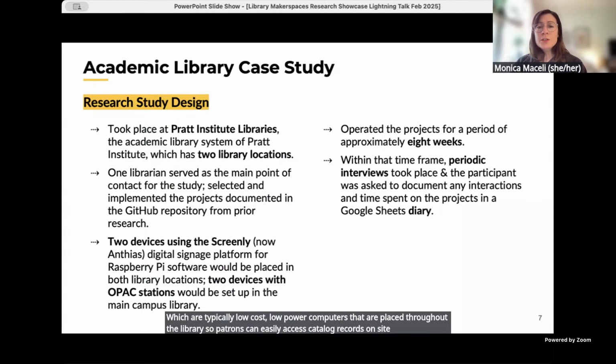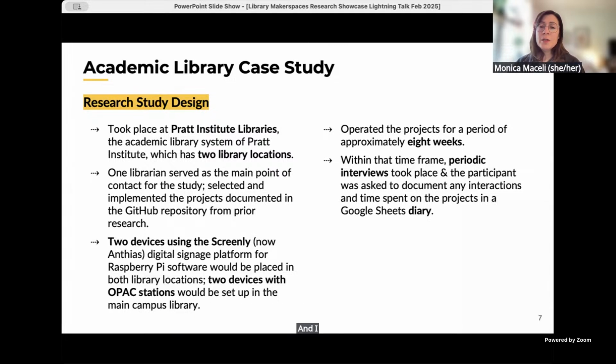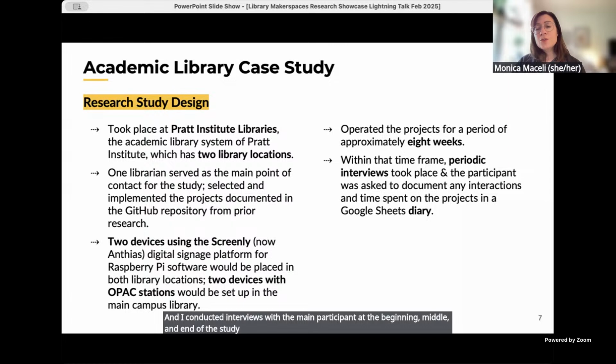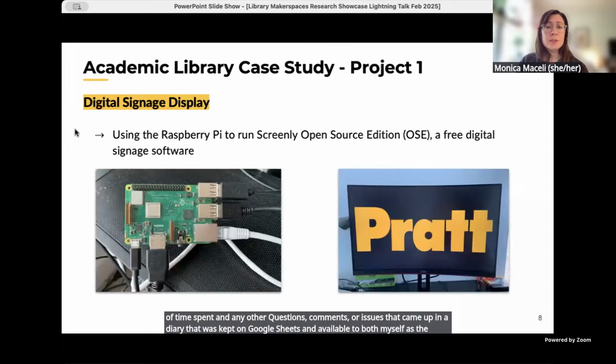So this was a longitudinal study in which the case study participants built the projects and ran them for about an 8-week period. And I conducted interviews with the main participant at the beginning, middle, and end of the study. And I also asked him to try to track loosely the amount of time spent and any other questions, comments, or issues that came up in a diary that was kept on Google Sheets and available to both myself as the researcher and the participant.